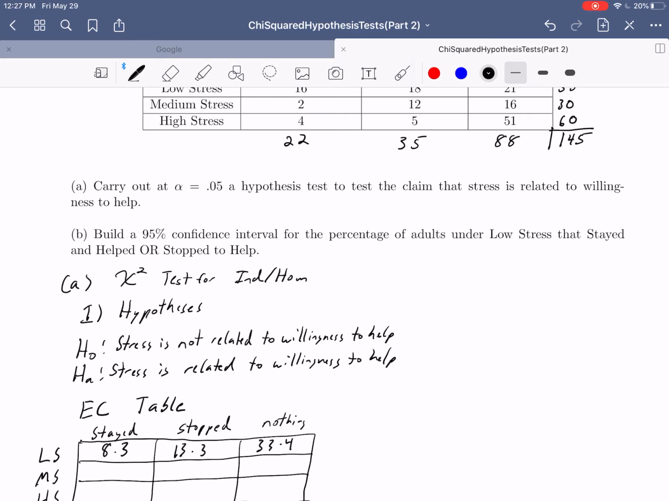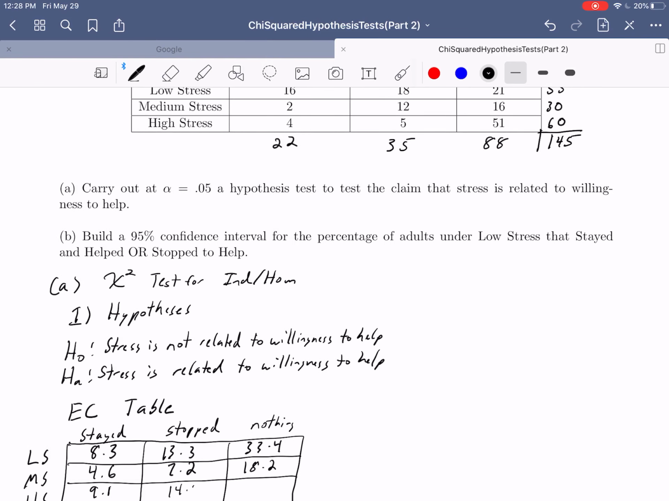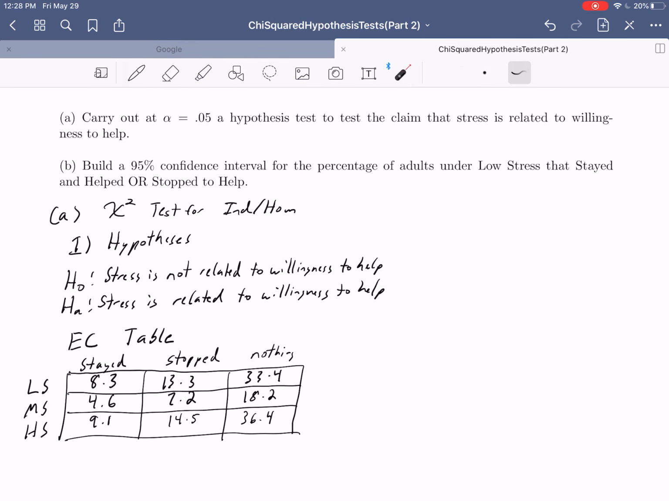So now we would have 30 times 22 divided by 145. Looks like we should get 4.6 there. Then 30 times 35 divided by 145. Looks like we get 7.2. And then 30 times 88 divided by 145, 18.2. Then for the bottom row, we have 60 times 22 divided by 145. Looks like we get 9.1. Then 60 times 35 divided by 145, 14.5. And then finally 60 times 88 divided by 145. Looks like we get 36.4. So there we go. There is our expected counts table.